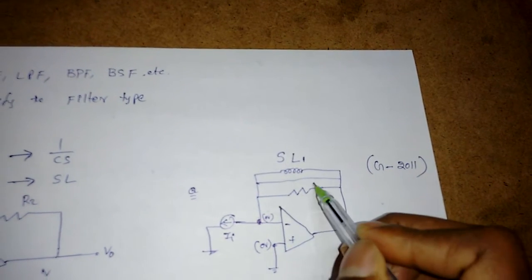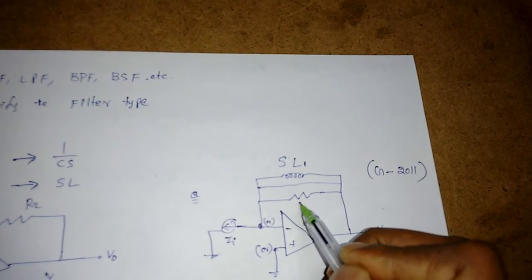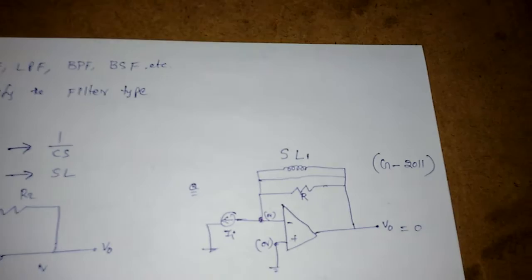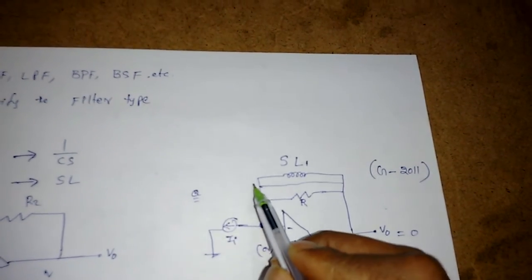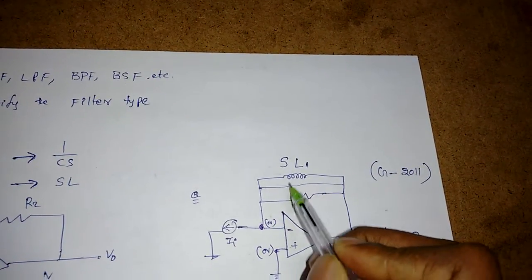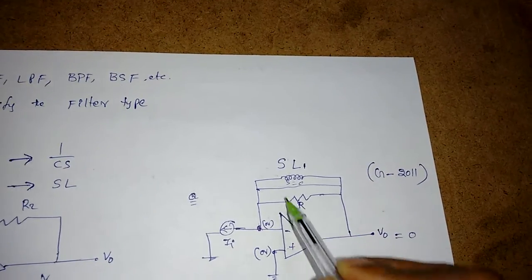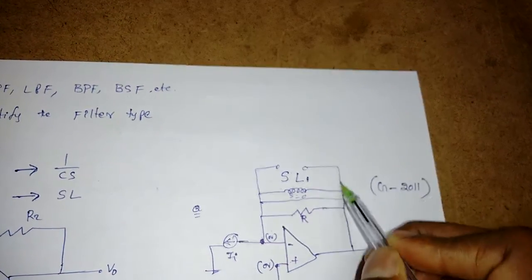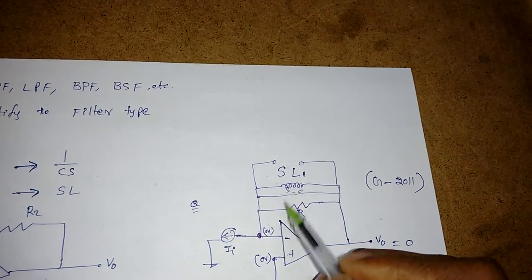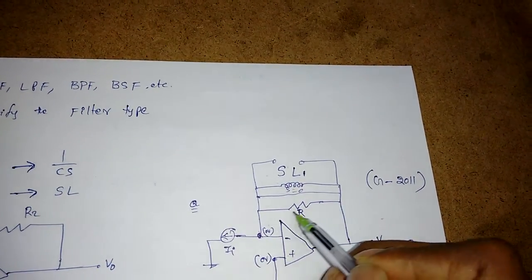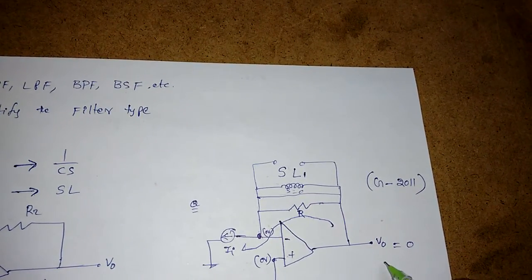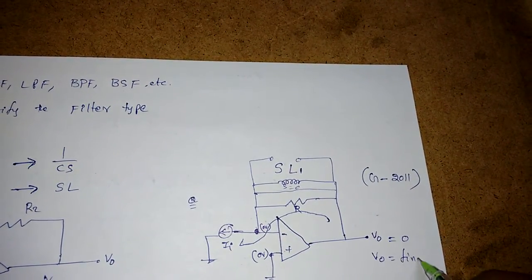Whenever there is a short circuit, this resistor will be replaced by a short circuit. That means I will get V0 is equal to 0. So when S is equal to 0, it will become a short circuit. Now when S is equal to infinity, the impedance is infinity, that means it will become simply an open circuit. So whenever there is an open circuit, now it is a path like this, right? So that means V0 we are getting some value. So V0 is equal to some finite value.